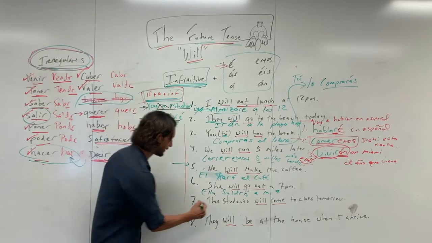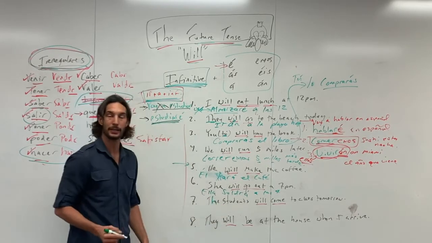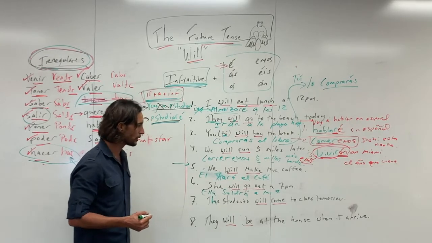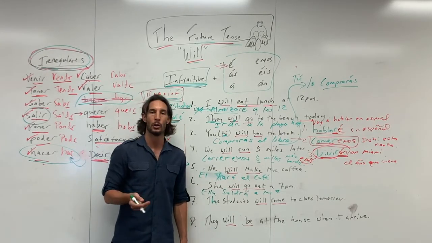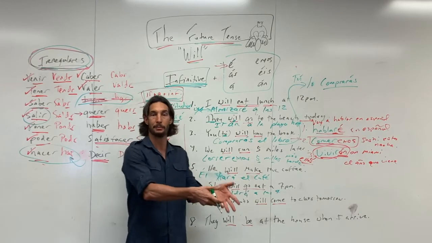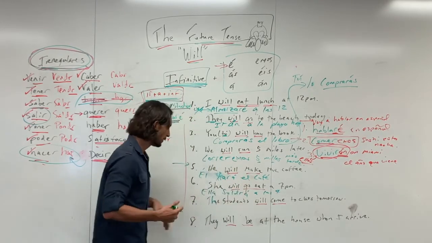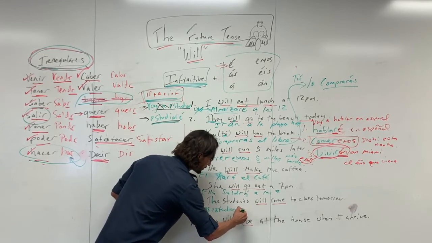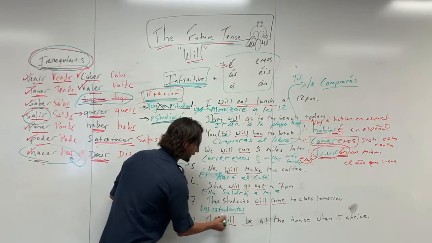So number 7, that's not "the" with 2 E's. That was just a squiggly H, right? And so number 7, we have these students will come to class tomorrow. So to come to class is venir, so they're coming to class. So we have los estudiantes, right? Plural, los estudiantes.